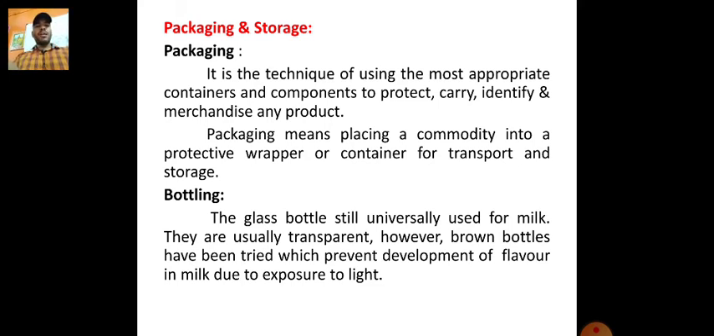Bottling: the glass bottle is still universally used for milk. They are usually transparent. However, brown bottles have been tried, which prevent development of flavor in the milk due to exposure to light. Here he told which bottle is favorable for bottling.